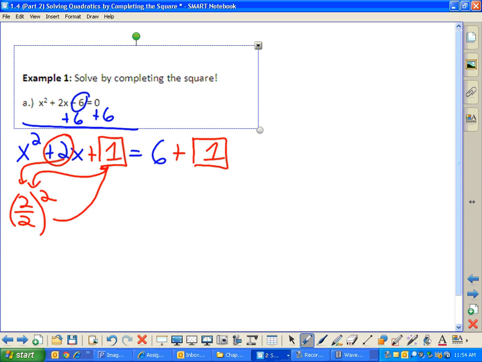If you take a look, the idea is to make this left side now factorable. We have x squared plus 2x plus 1. So I have to factor that. How do you factor x squared plus 2x plus 1? It is a perfect square trinomial. John. Yeah, x plus 1 squared. Good job. So the left side factors, it is x plus 1 squared.